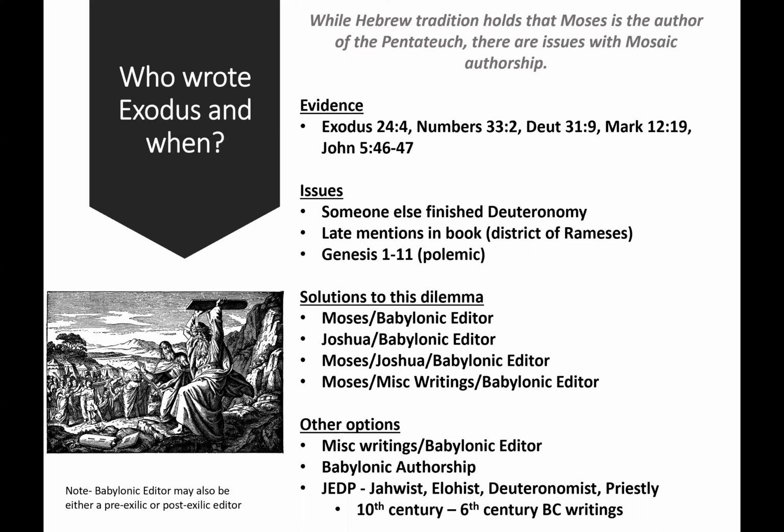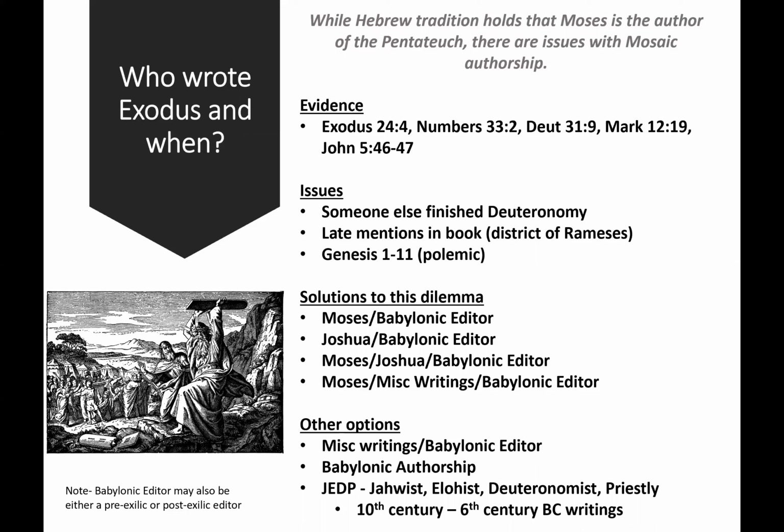And then third, Genesis 1 through 11 is written as a polemic. And we'll talk a little bit more about that next week when we get into Genesis. But most scholars believe that Genesis 1 through 11 doesn't quite fit, and that it was actually added at a later time, or at least changed sufficiently at a later time. And so we have several issues that make us question whether Moses is actually the author of the entire book or not.